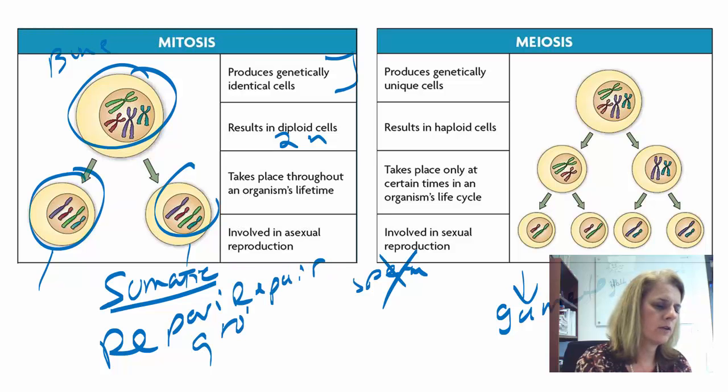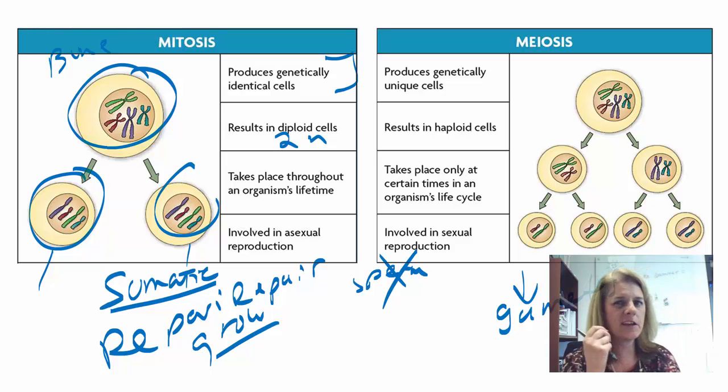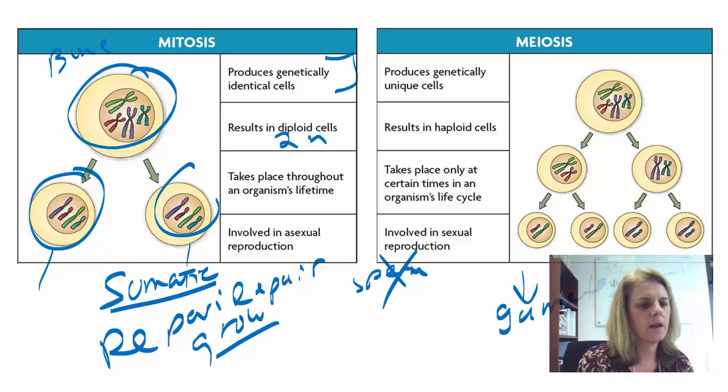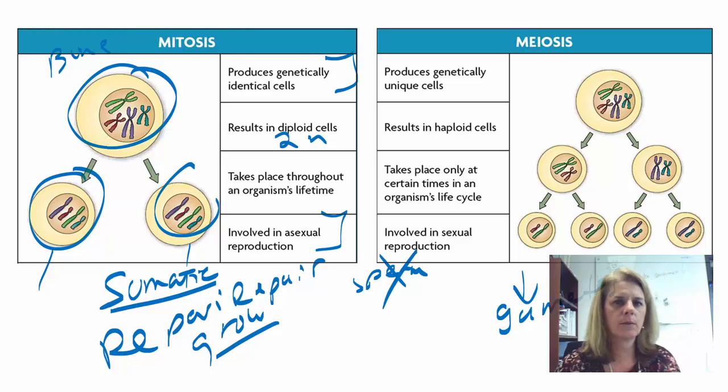Repair and grow. So bite your cheek, you've got to make new cells. That's mitosis. And so, like asexual reproduction, you're just dividing and making more cells.